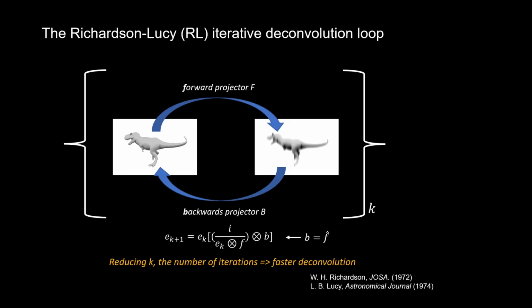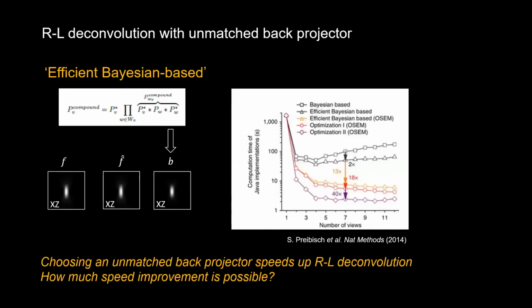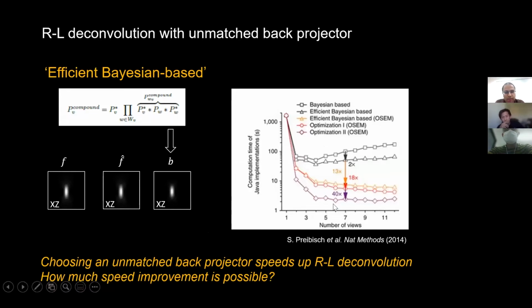We started thinking about this, and like most ideas we've had, there's nothing new under the sun. If you go back a few years in the literature, we found this nice paper in Nature Methods by Prybish and coworkers, where they showed they could get this reduction in time by choosing a different back projector. Instead of using the transpose of the point spread function F hat, if they made this point spread function a bit more Gaussian, they could reduce the computational time. This strategy is called choosing an unmatched back projector.